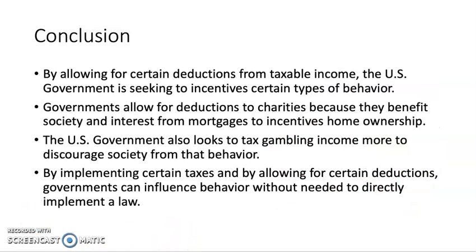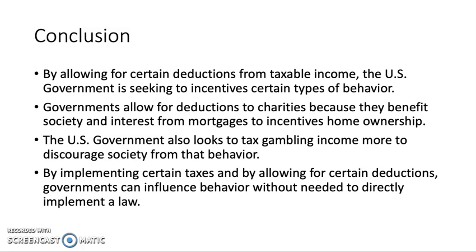In conclusion, by allowing certain deductions from taxable income, the U.S. government is seeking to incentivize certain types of behavior. Governments allow for deductions of charity because they benefit society as a whole, and for mortgages because the government sees owning a home as the American dream and wants people to partake in that and have that opportunity in their life. The U.S. government also looks to tax gambling income more to discourage that form of behavior from society.